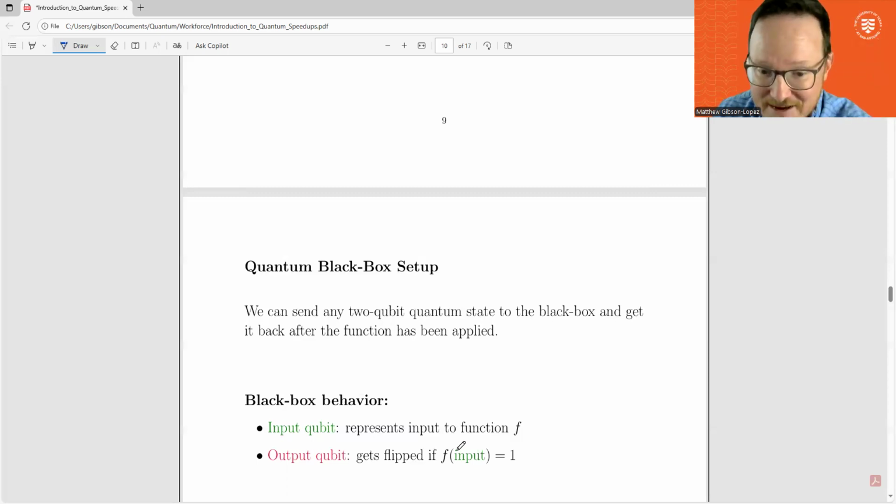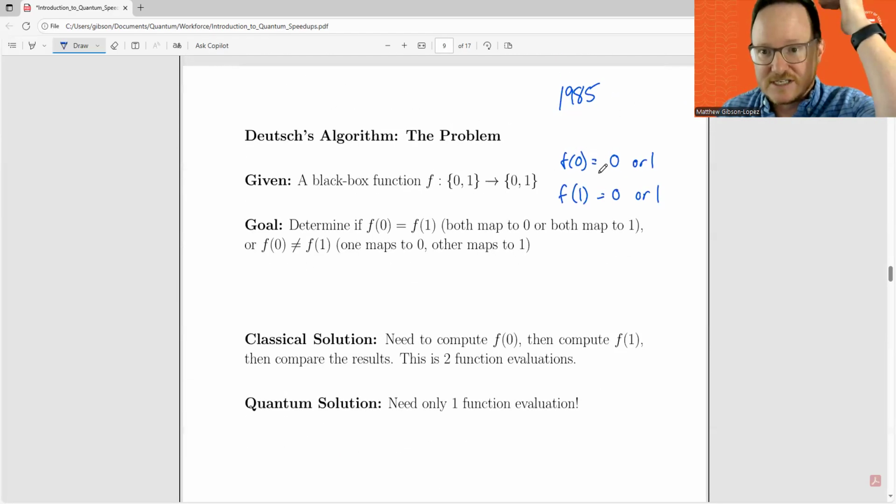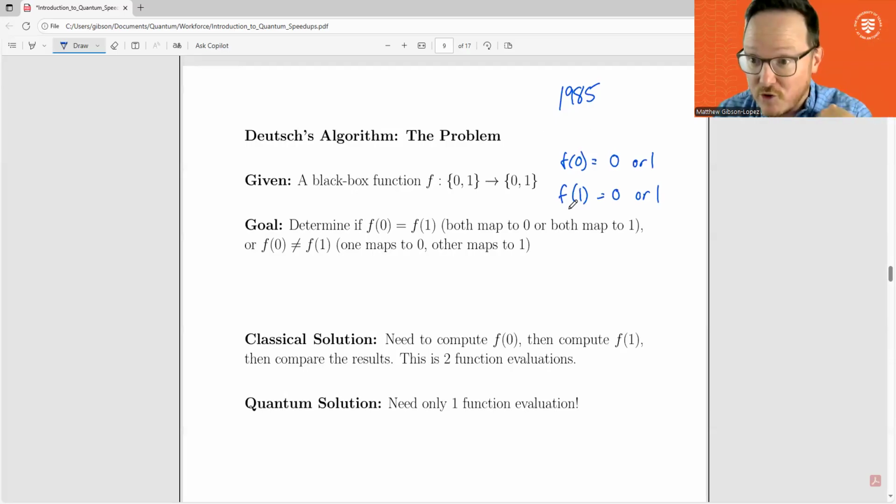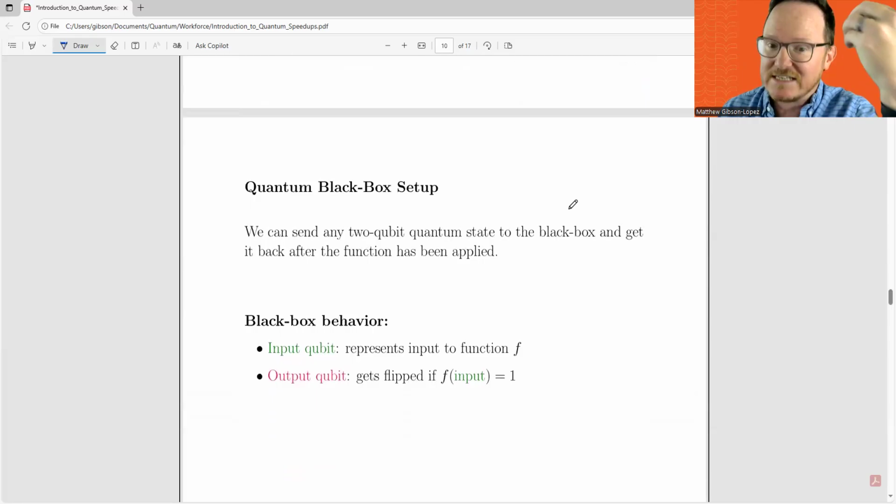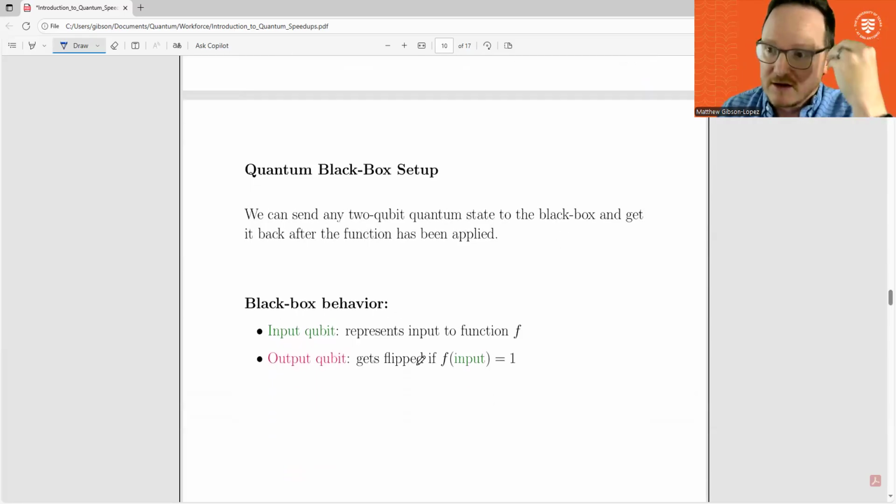If f of the input happens to be 1, it's going to flip the output qubit. And if f of the input qubit is 0, it's going to leave it alone. Just like with logical AND, except now there's only one input qubit instead of two. Again, ChatGPT picked the answer for f of 0 and f of 1. I don't know what that is. But once it has made up its mind, this is what it will do to my qubit state. If the input qubit evaluates to 1 under the function, it will flip the output qubit, otherwise it leaves it alone.